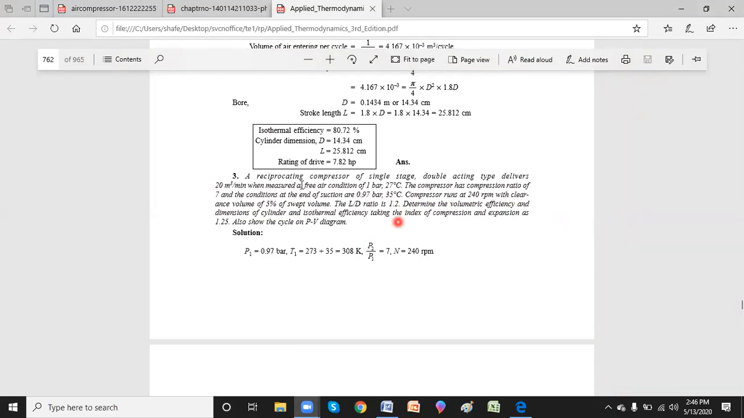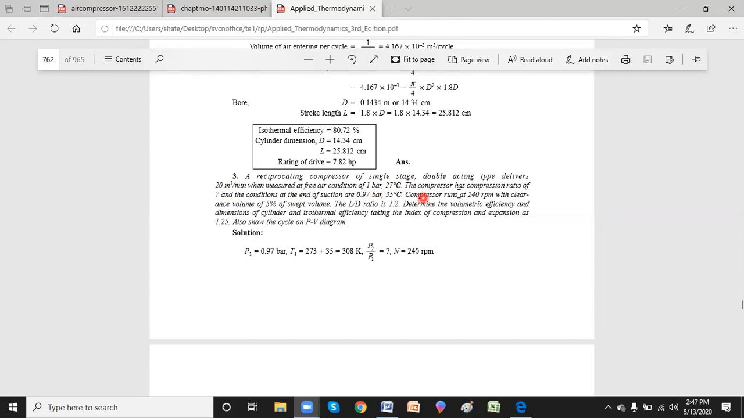Now, see, a single-stage reciprocating compressor, double acting, delivers 20 meter cube per minute when measured at free air conditions. If you remember PT, VT by TT, the free air conditions give the amount of air being delivered, 20 meter cube per minute. That is called free air delivered. And what are the free air conditions? As I said, 1 bar and 27 degrees is the free air delivery condition.